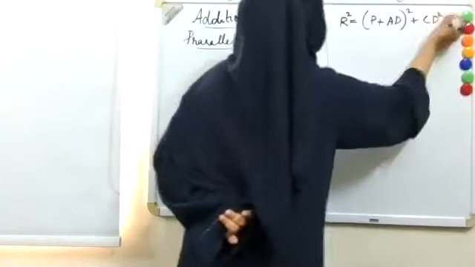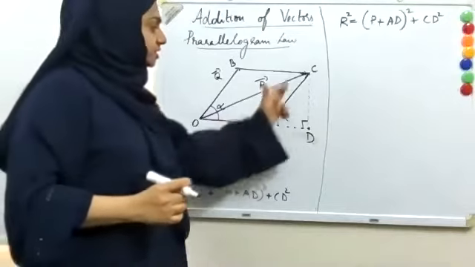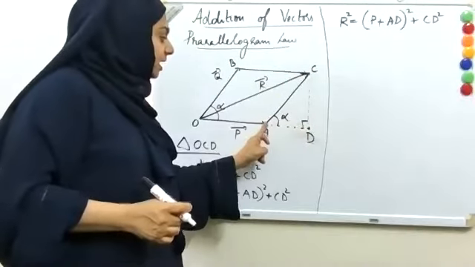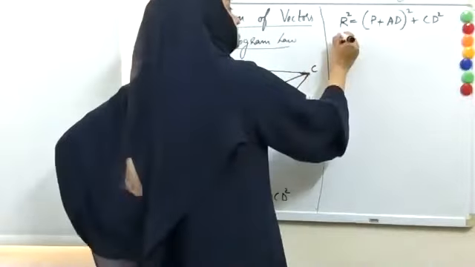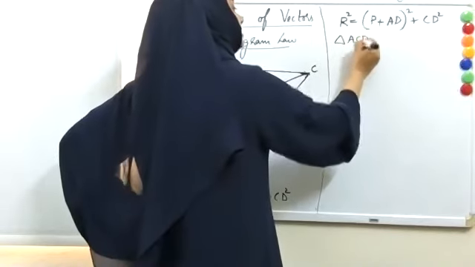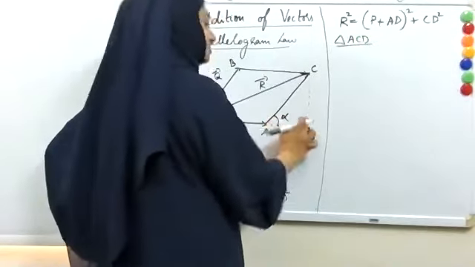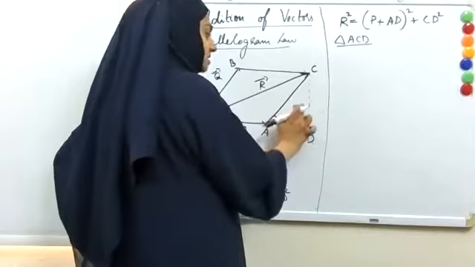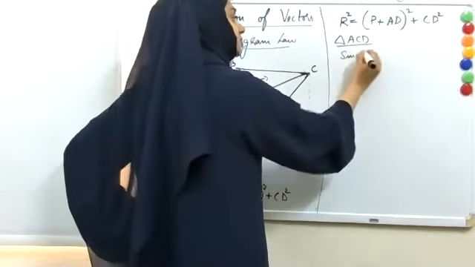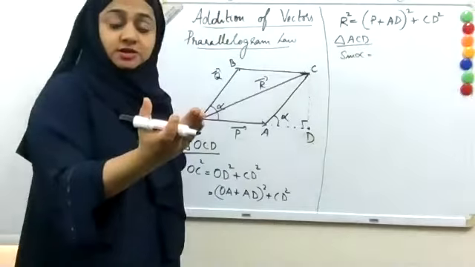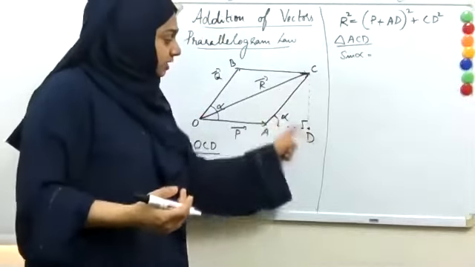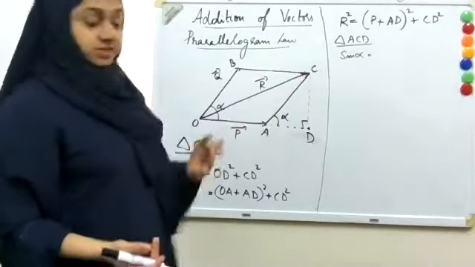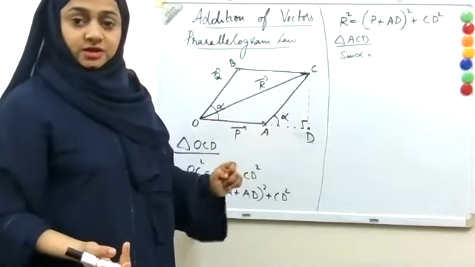Now, in order to get expressions for AD and CD, I'm going to consider this triangle ACD. From triangle ACD, this is again a right triangle. Alpha is the angle here. So I can write sine alpha. Sine alpha means opposite side by hypotenuse. So in this triangle, I have the opposite side CD and the hypotenuse is AC. So what will be sine alpha?